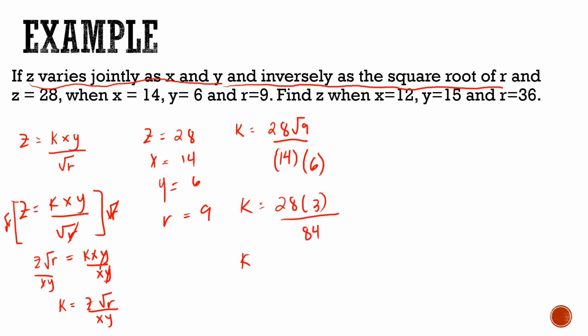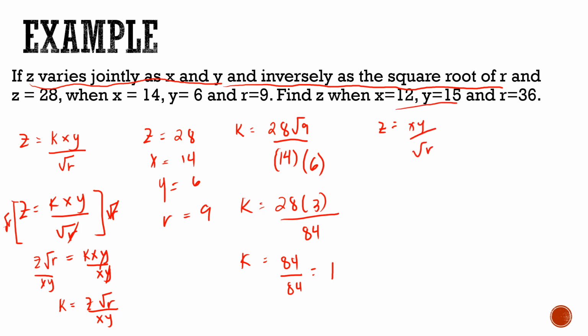Next is let's multiply the numerator. We have 28 times 3, we have 84. Now 84 over 84 is equal to 1. Therefore, the value of k is 1. Next, let's find for the equation of the variation by simply substituting the value of k, which is 1. So since our k is 1, no need to write 1. Therefore, our equation of the variation will be z is equal to xy over square root of r.